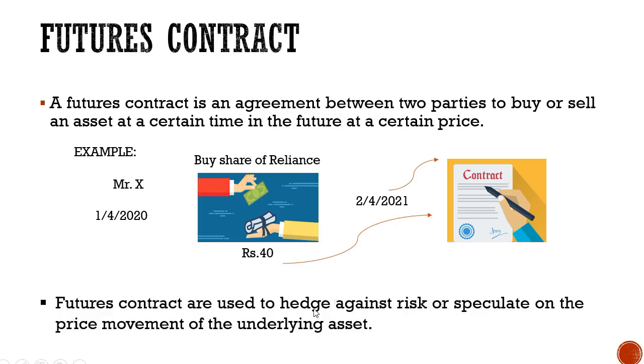Now, future contracts are used basically to hedge against risk. So hedging is nothing but you're trying to minimize your risk, or speculate or bet on the price movement of the underlying asset. So in this case, we are taking the example of shares as your underlying asset.